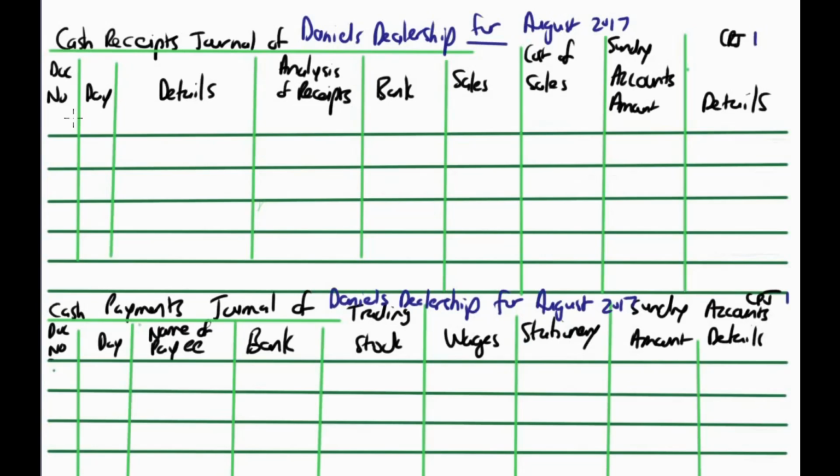Like if you go to the shop and you buy something, they give you a receipt. So that's called a source document.